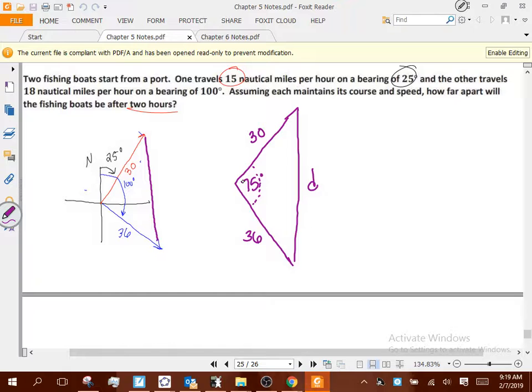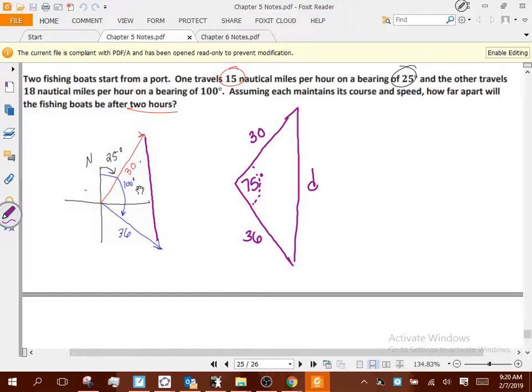The quickest way to find that 75 is to know that this one traveled at a bearing of 100 degrees. The other one traveled at a bearing of 25 degrees. Subtract those, and I should get the 75 that's between them, right? If you remember, that's the protractor postulate from geometry. To find the angle between two rays, just simply subtract their associated degrees.